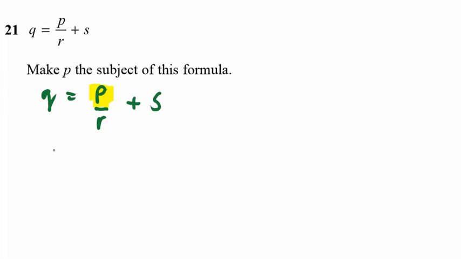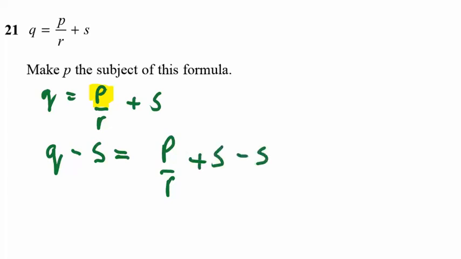And the way we move the plus S is as follows. We simply say Q minus S is equal to P over R plus S minus S. So I've removed the plus S by taking away an S, and if you've got plus S and a minus S, then you're left with nothing. So in fact I can erase these two out.